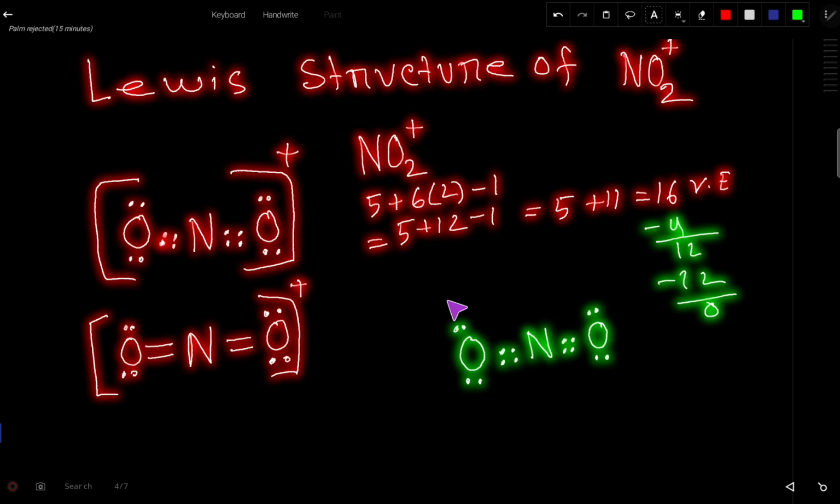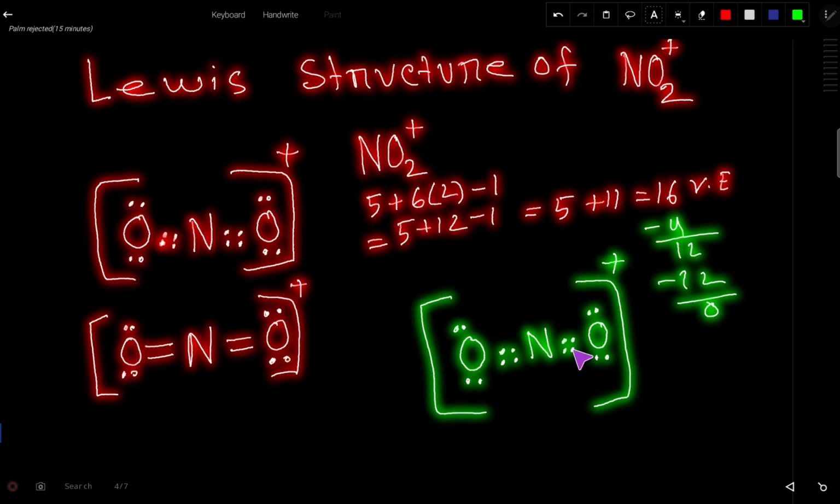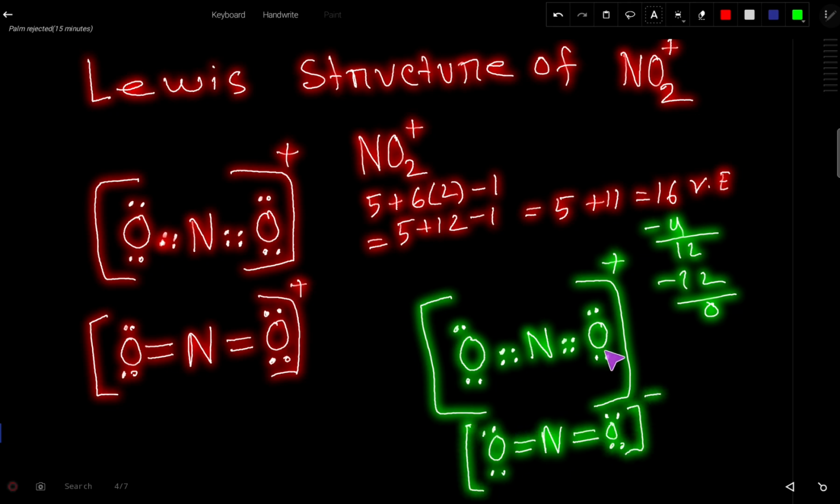At last you have to place the charges. Okay, you can express this bond pair as a dash. Look, you can express this bond pair as a dash. Here 2 dashes, 2 bond pairs, 2 dashes. So the Lewis structure of the nitronium ion is this or this.